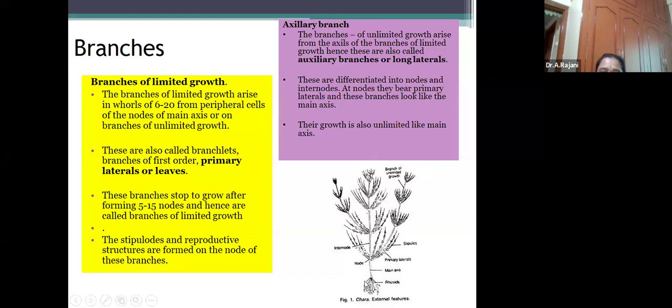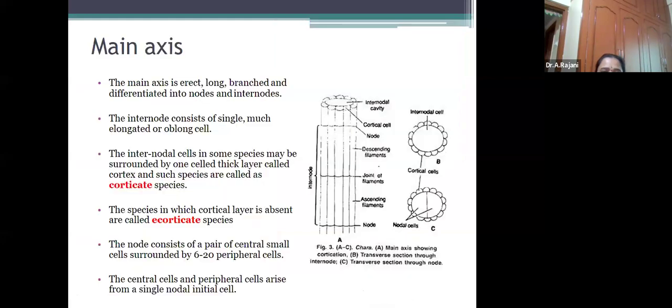See, where this lateral branch is, that is the limited growth. The second one is the lateral branch of unlimited growth. The branches of limited growth are in rows around the nodes of the main axis. See, here the main axis is erect and long, differentiated into node and internode. The internode consists of a single, much elongated or oblong cell. Here are the internode cells, you can see.